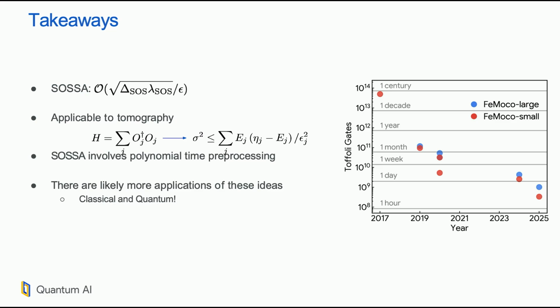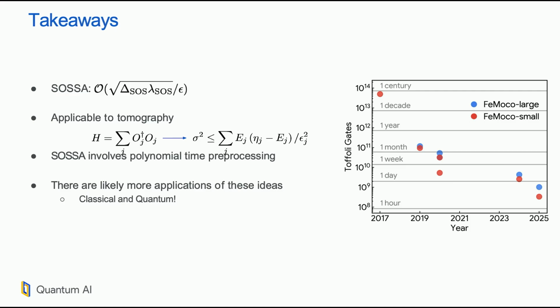SOSA involves a polynomial time pre-processing. I'm not solving some complicated QMA-complete N-representability problem beforehand. I can tolerate a bad approximation to the lower bound of the ground state energy with a modest sum of squares. And it's very likely that there are many other applications of this. But I'll caution that this idea hasn't been employed in classical electronic structure or ground state energy estimation, and so it's likely there are places in the classical literature that this can work.